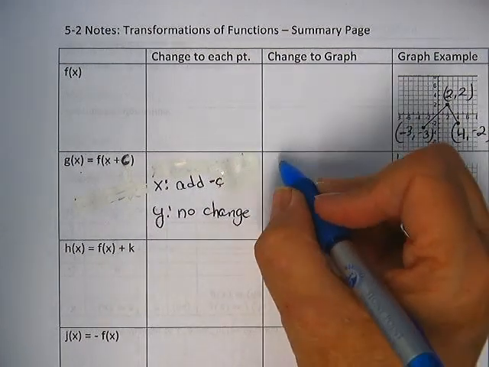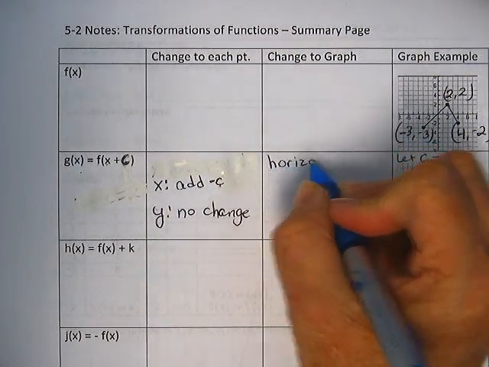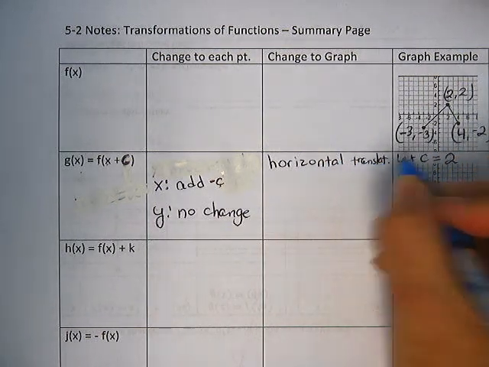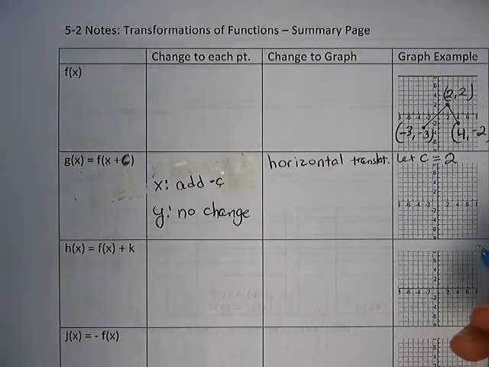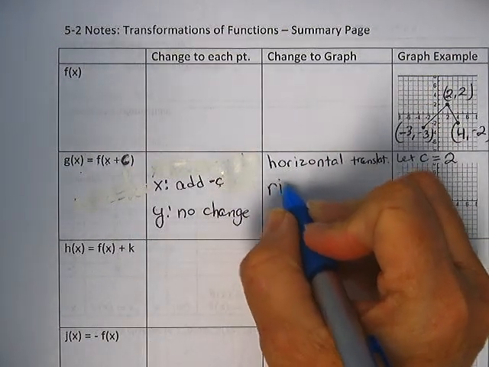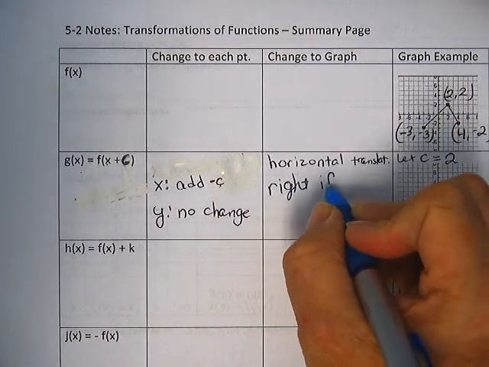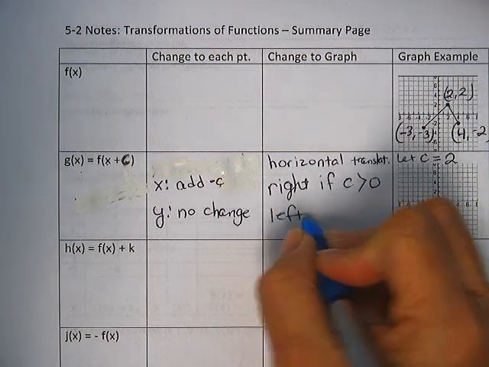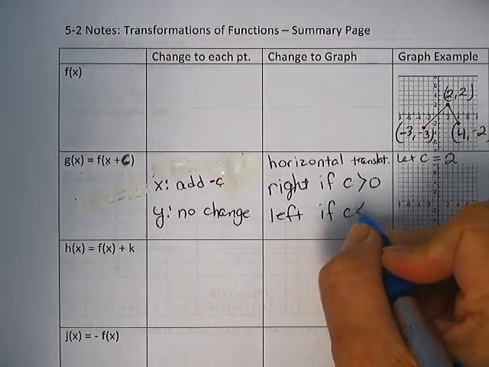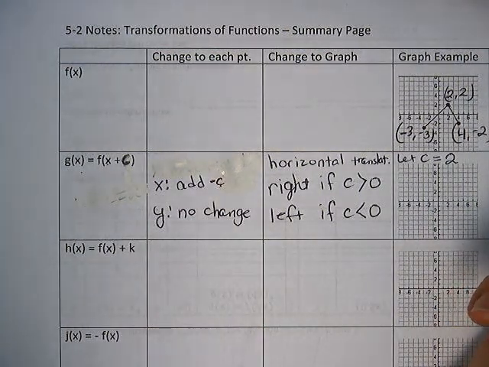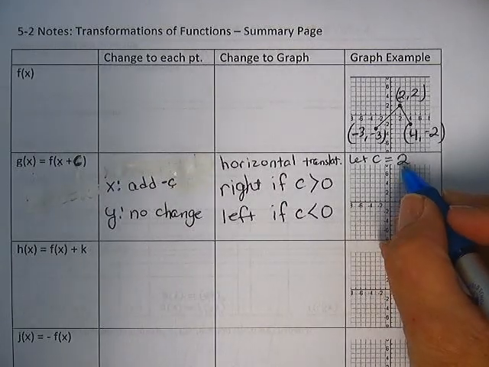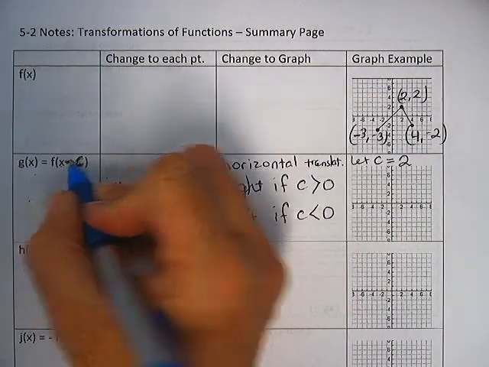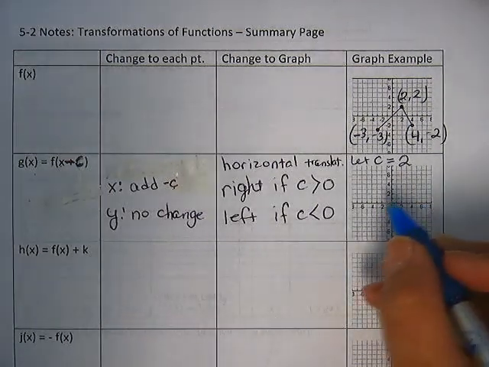And what c causes it to do is a horizontal translation. Sorry, I can't fit all of the word in there. Okay, we know that this will move right if c is greater than 0, and we move left if c is less than 0. So when c is 2, we're going to be moving 2 to the right. And our equation should really have a negative in here. If it said x minus c, we're moving to the right.